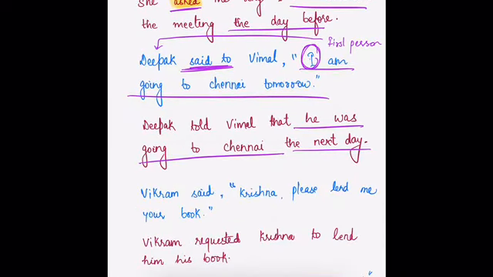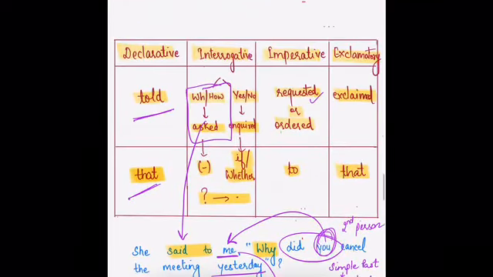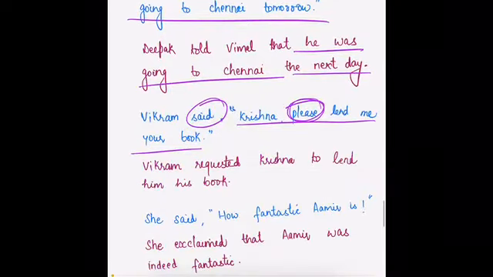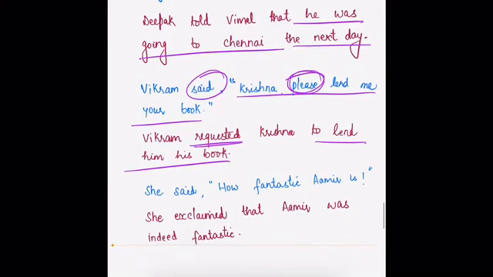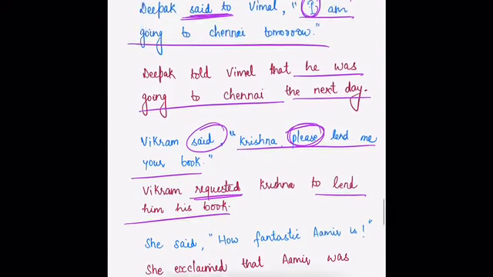Alright, coming over to the next example. Vikram said, Krishna, please lend me your book. So this is which type of sentence? Imperative sentence, because there is a request. So what you will use instead of said? Requested here. So Vikram requested Krishna to lend him his book. Understood? The very last example.